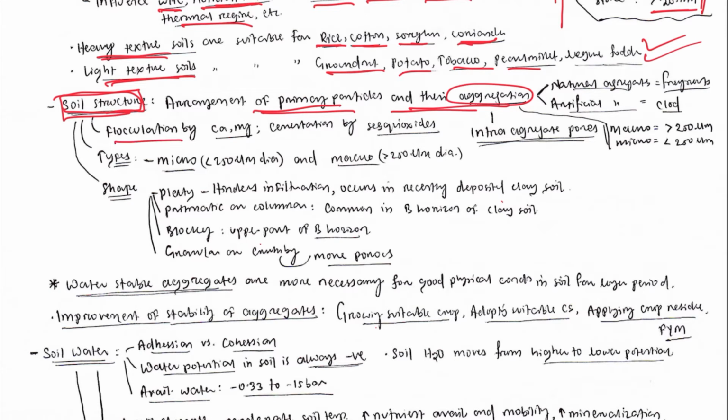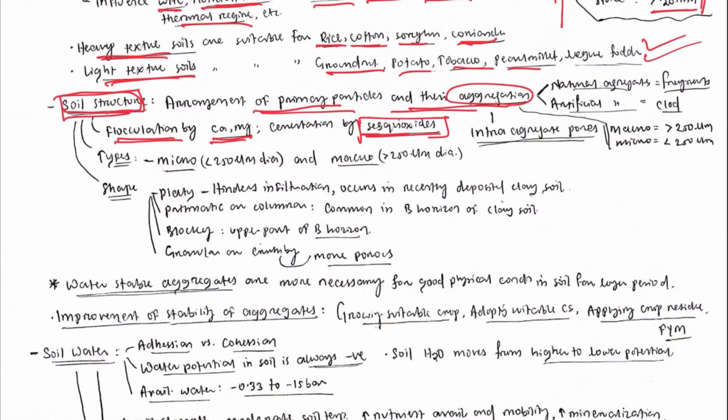So flocculation, or flocculated soil, means well aggregated soil. Flocculation is done by some minerals like calcium and magnesium, and sesquioxide also plays a greater role in flocculation. Okay, deflocculation or dispersion means disintegration of soil structure, and that is mainly caused by sodium. If there is dominance of sodium ion, then there is dispersion or deflocculation of soil. That means the soil aggregate breaks down.